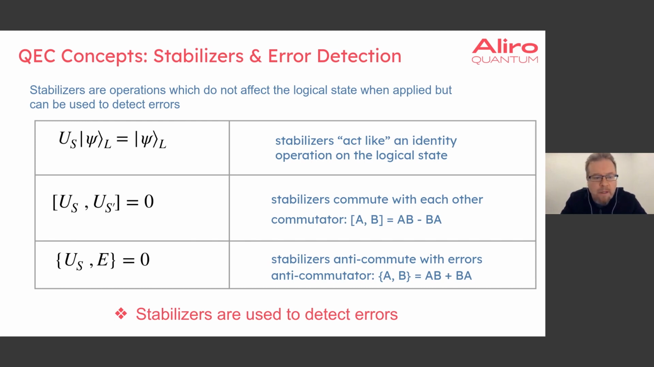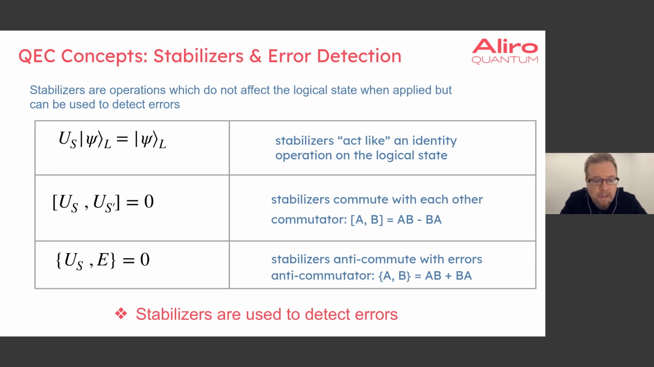You can actually have a group of stabilizers, and these are all operations. They must commute with each other. When two matrices commute, the order of multiplication doesn't matter. So AB equals BA, or equivalently, AB minus BA equals 0.